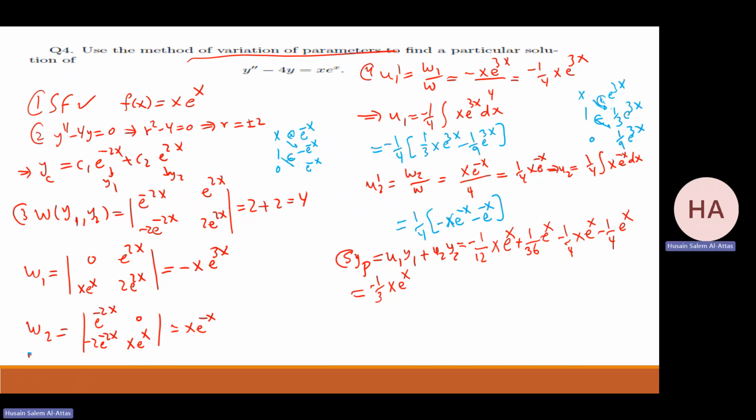Okay. 1 over 36 minus 1 over 4. This is 9 over 36. 1 minus 9, that will be minus 8 over 36, which is minus 4 over 9, e to the power x. You can check the calculation. So what is my general solution? Y will be yc plus yp. He wants only yp. Okay. That is yp.